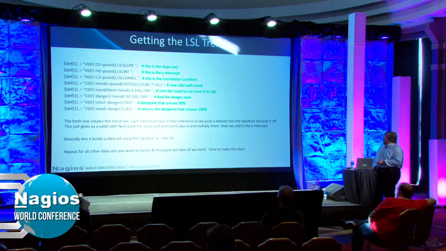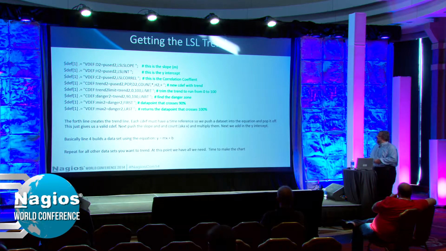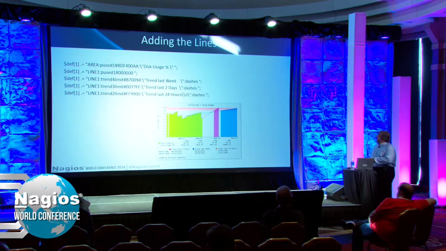Yeah, and basically line 4, again, builds the equation. So I didn't actually talk about the equation so much, but you remember y equals mx plus b? M is the slope, b is the y-intercept, y is the line we're looking for. So you repeat this, and this is where we get.